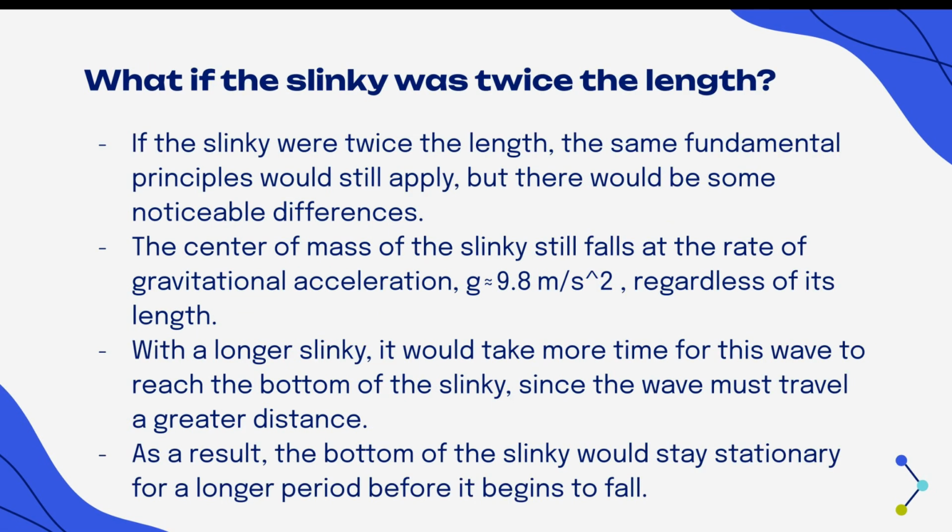So if the slinky were twice the length, the same fundamental principles would still apply, but there would be some noticeable differences. The center of mass of the slinky still falls at the rate of gravitational acceleration regardless of its length, but with a longer slinky, it would take more time for this wave to reach the bottom of the slinky since the wave must travel a greater distance. As a result, the bottom of the slinky would stay stationary for a longer period before it begins to fall.